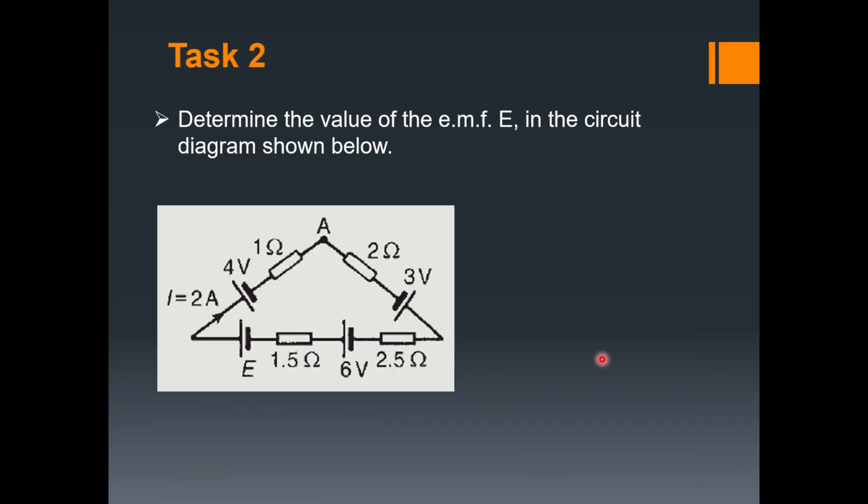Again, we have another equation here in a loop. Here we have EMFs, which are 4 volts, 3 volts, 6 volts, and E. We are asked to find the EMF E, which is the unknown. So if you apply KVL in that loop, you will arrive at 9 volts. Please go through this in your groups, in pairs, and let me know if you need any clarification, right?